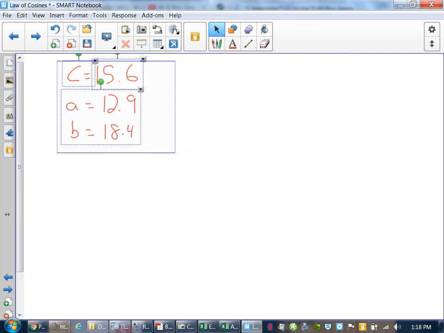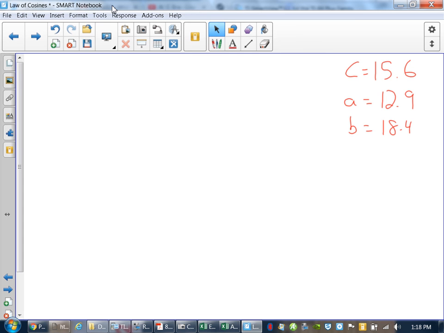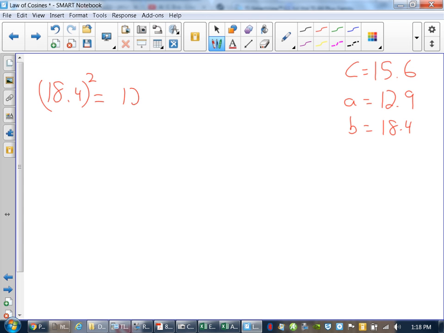All right. So you guys are all okay that you have to find angle B, right? Because it's the longest side length. So 18.4 squared equals 12.9 squared plus 15.6 squared minus 2 times... again, it's just ugly decimals you gotta press. All right?